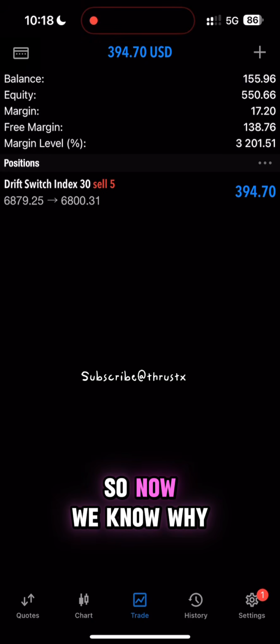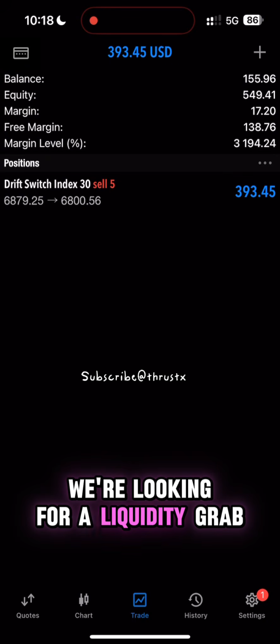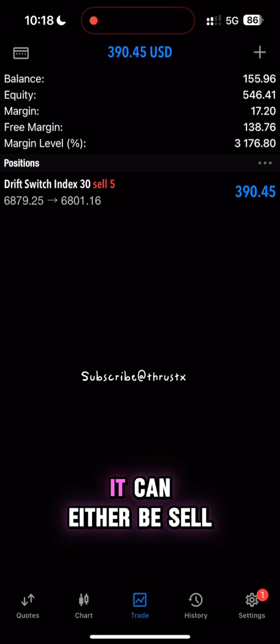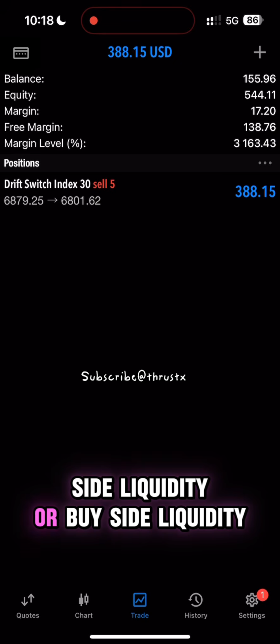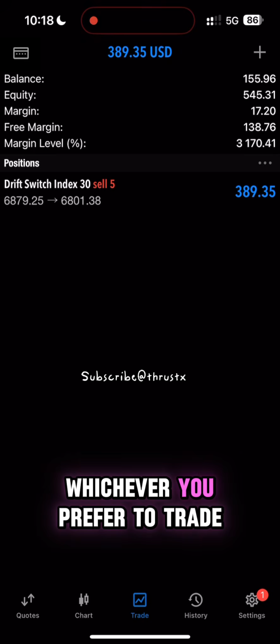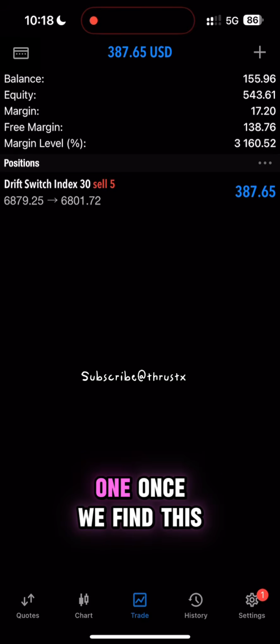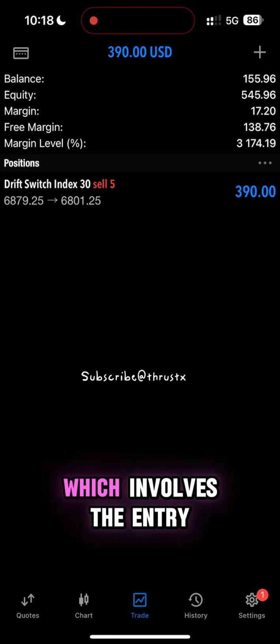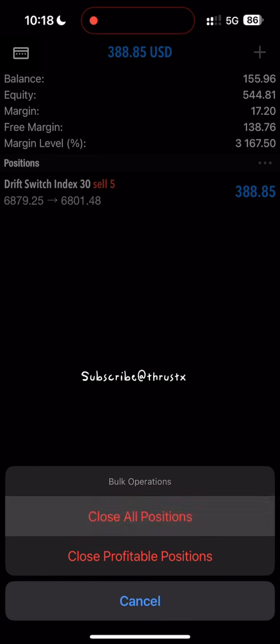So now we know why we are looking for a liquidity grab. That's step 1, finding a liquidity grab. It can either be sell side liquidity or buy side liquidity, whichever you prefer to trade. Once we find this liquidity grab, we move to step 2, which involves the entry.